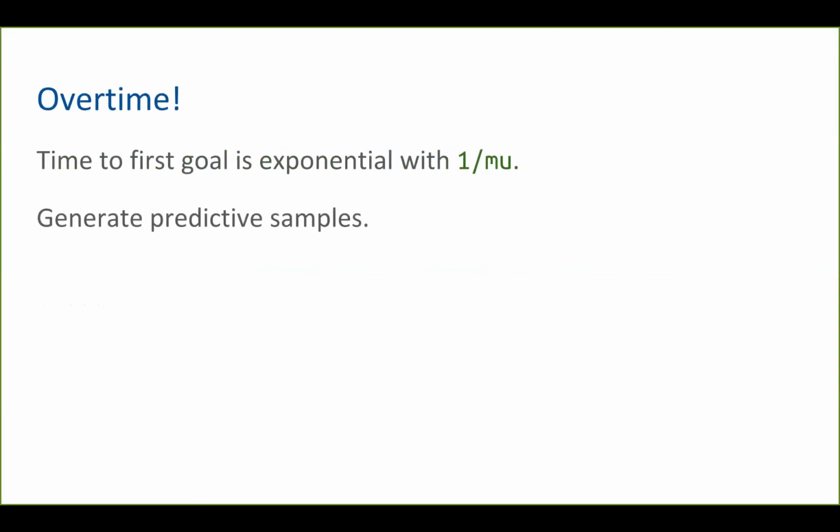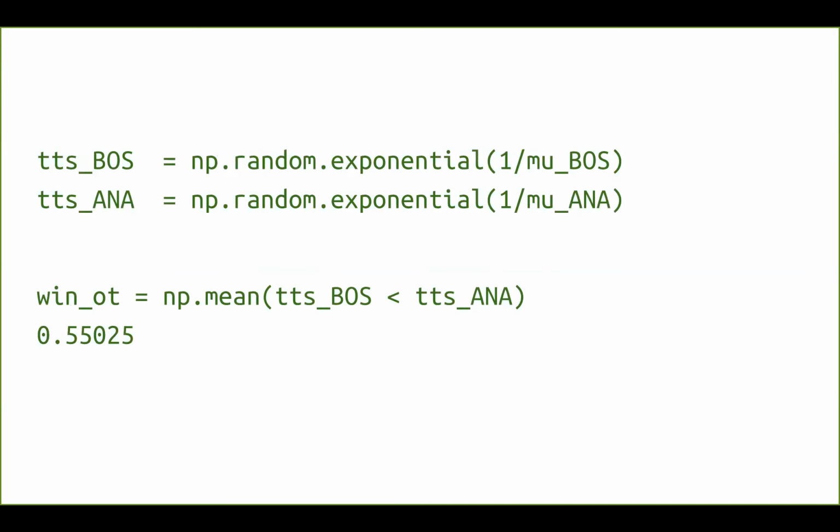Just as one last step for fun, if it does go to a tie and it goes to sudden death, then whichever team scores first wins the game. And we can predict the time until the first goal. That distribution is an exponential distribution with the parameter 1 over mu. So in the same way that I used the posterior distribution of mu to predict the number of goals, I can also predict the time until the first goal for both teams. Here's what that looks like.